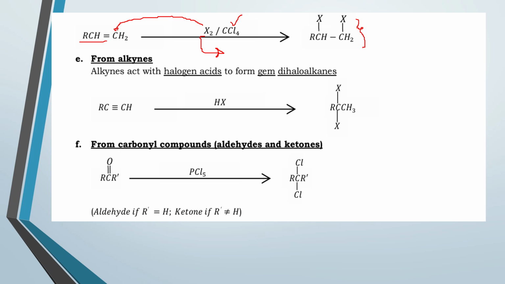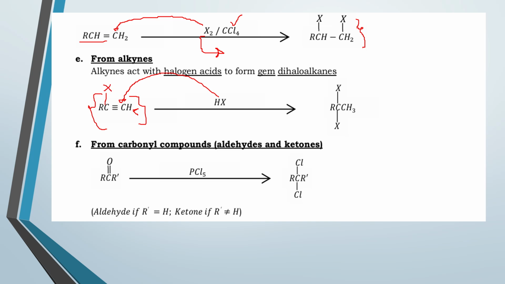Then you can also get them from alkynes. So alkynes can easily give us dihalides simply by reacting with a halogen acid. And when you do that, here we follow Markovnikov's rule. Hydrogen adds onto the carbon atom with the greater number of hydrogen atoms, so they become 2, and then 1 halogen atom adds onto the other carbon atom.